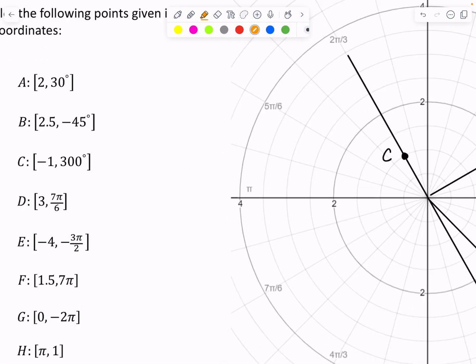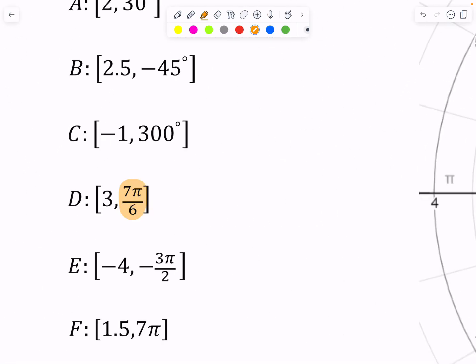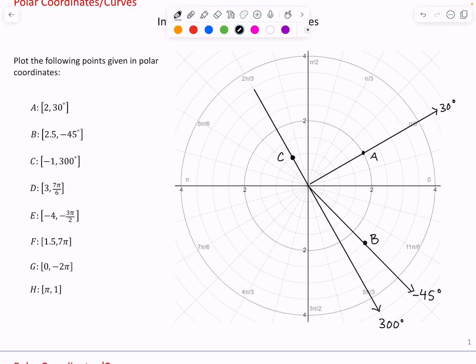Now for point D, this angle is measured in radians. Notice there's no degree symbol. It's positive, so we rotate counterclockwise 7 pi over 6 radians, putting us into the third quadrant, and then we place our point 3 units away from the origin in that same direction, putting point D here.